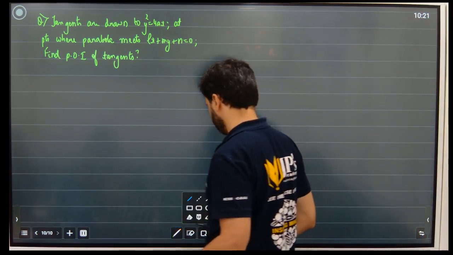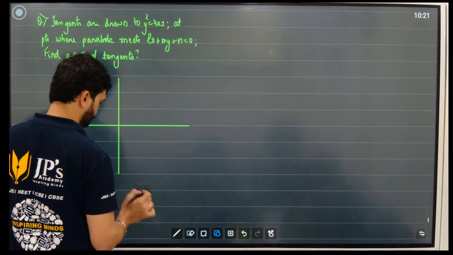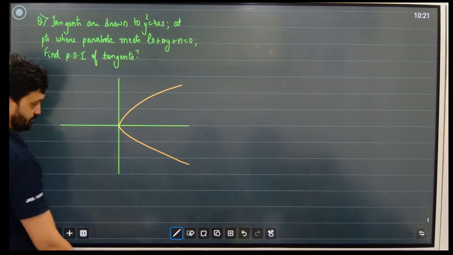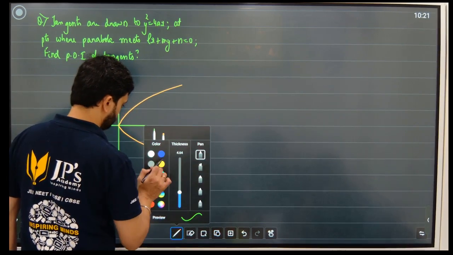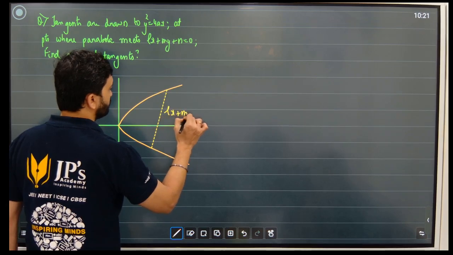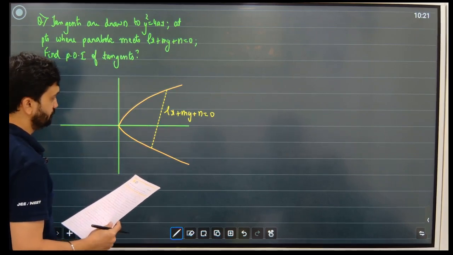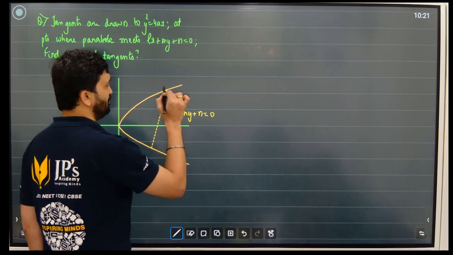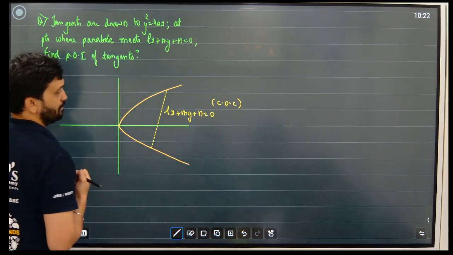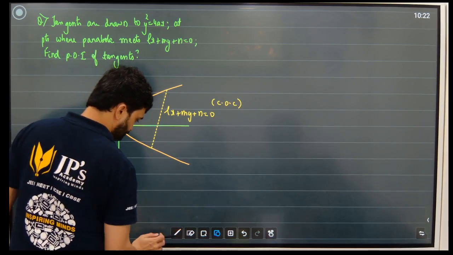Now listen. Suppose this is the line Lx plus my plus n is equal to 0. I have to find the point of intersection of these tangents. Now I know this is the chord of contact, because the tangents touch the parabola here and here. Let us write, guys, this is the COC and it is touching at the point x1, y1. Suppose I write this as the point x1, y1, and from here, let us also draw the tangents.